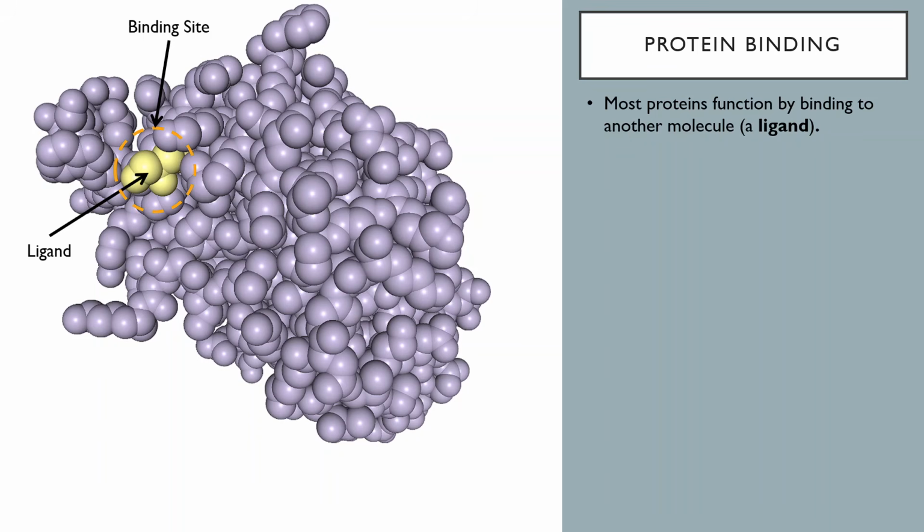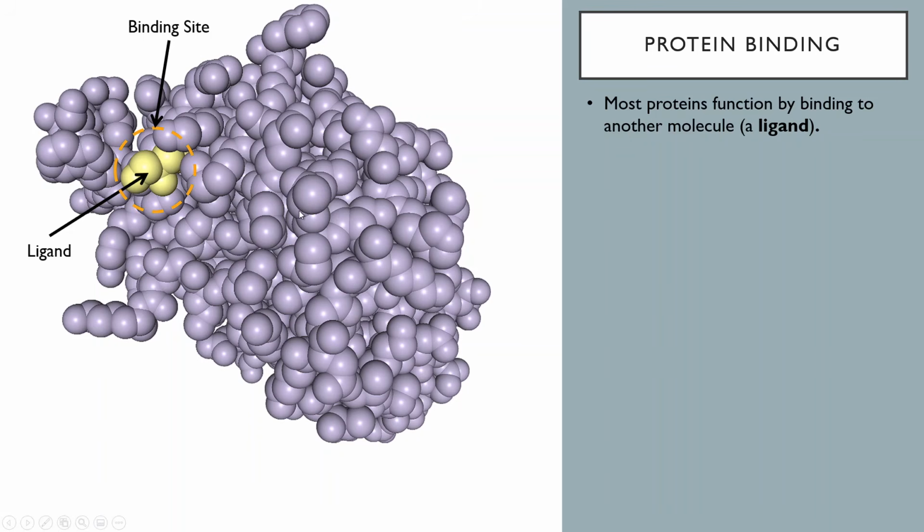So if it's an enzyme, for example, then we actually call the ligand a substrate, and the function of the enzyme is to turn the substrate into something else, or catalyze a chemical reaction in which the substrate is the first step. Other proteins, though, simply bind to their ligand or bind to another protein, and just by that binding, that initiates their function.